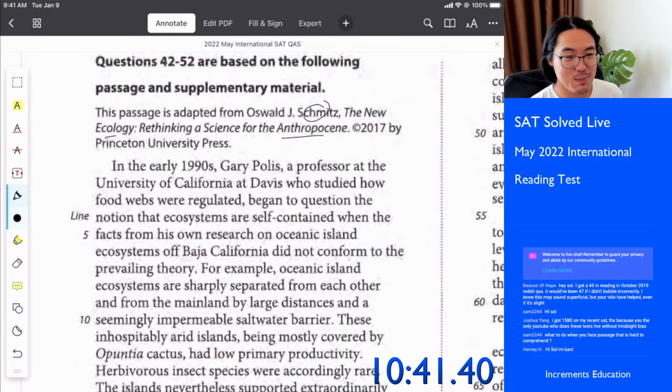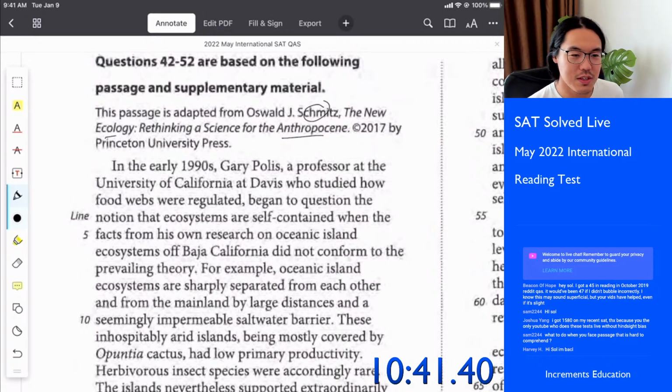Joshua, that is such a smart comment and so flattering. The only one who does these tests without hindsight bias. That is exactly what I do. And thank you for capturing the essence of it so well. I'm really glad that I could be helpful to you, man. And yeah, high praise. Also, Harvey, what's up? And Sam, what do you do when you face passages?